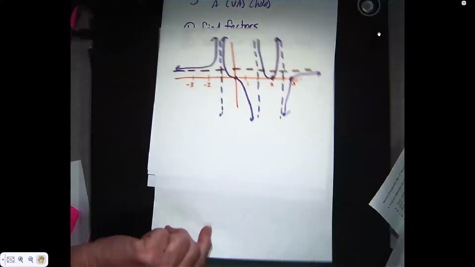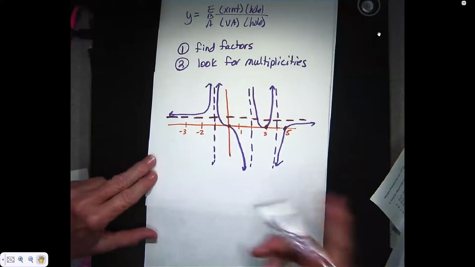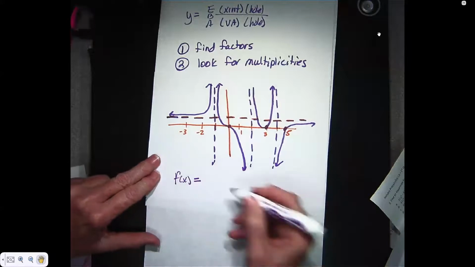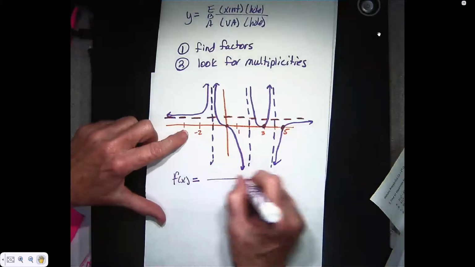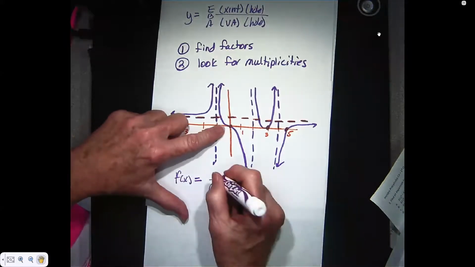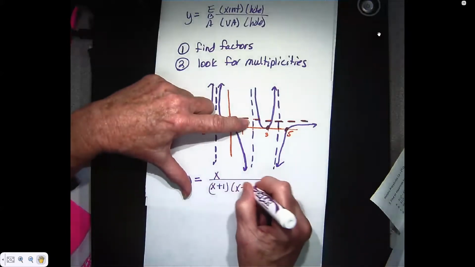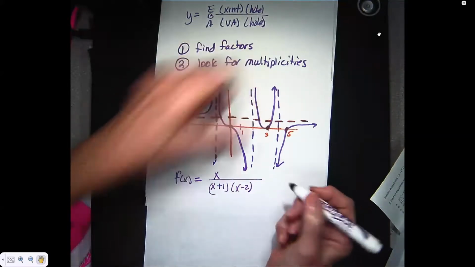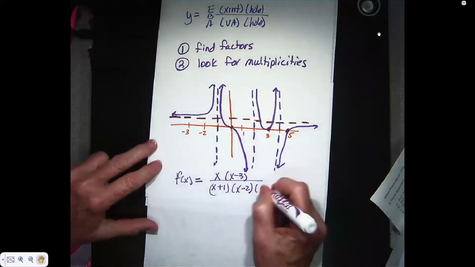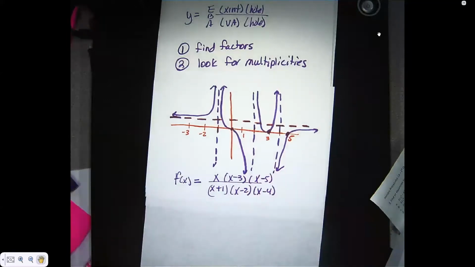Okay. Now if I looked at one that's kind of a tad more complicated, same things hold true. First thing I want to do is find my factors. So f of x equals, I see an asymptote at 1, x minus 1, that's on the bottom. I see a zero at 0, so x. An asymptote at 2, x minus 2. A zero at 3, so x minus 3. And an asymptote at 4. And a zero at 5. So I know my factors.